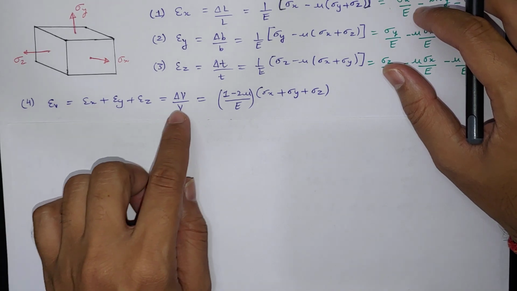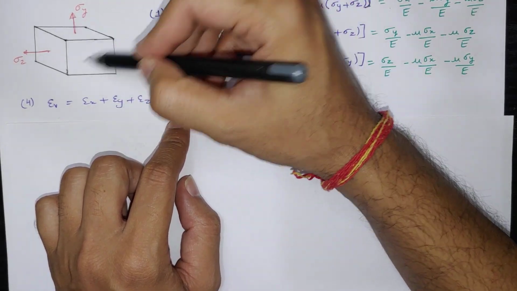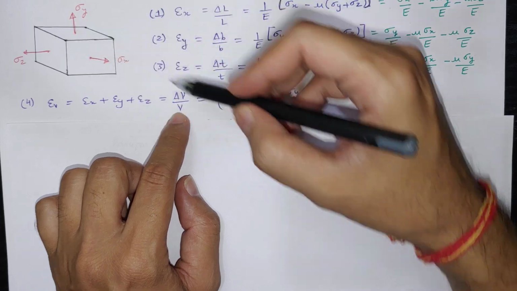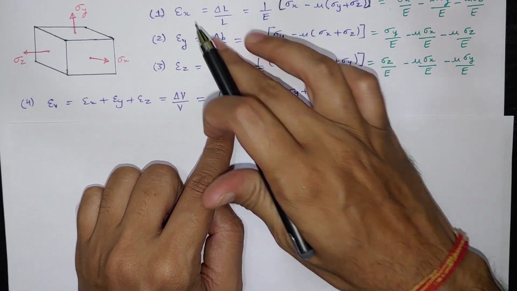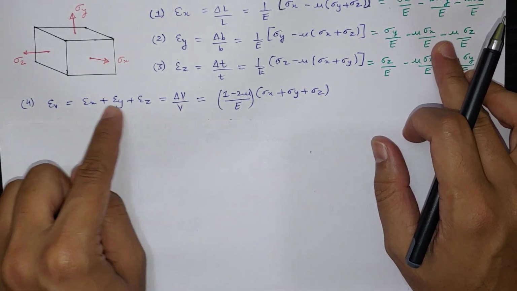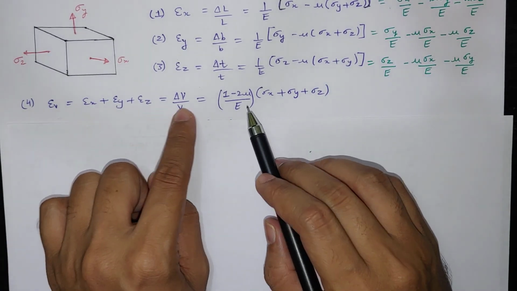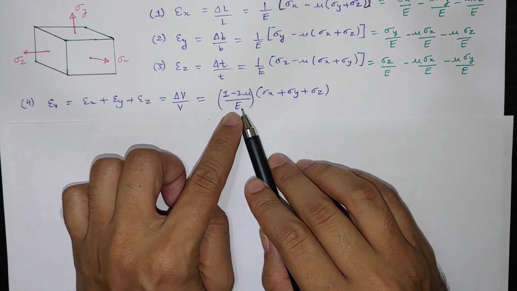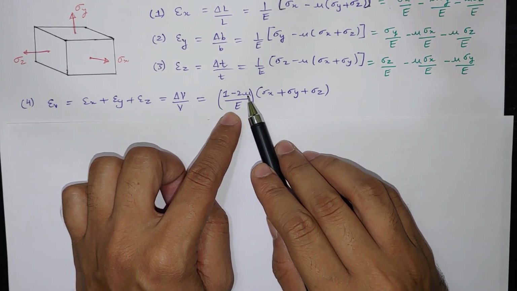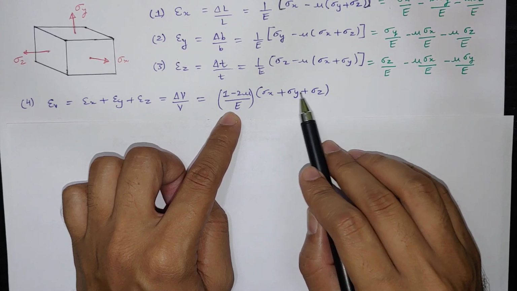Simple summation, which will be equal to change in volume upon the volume of this. So change in total volume of this element upon the original volume of this element. And if we place all this generalized Hooke's law in these three terms, epsilon x, epsilon y, epsilon z, then we will get this equation in terms of stress: (1 minus 2 mu) upon E. E is the Young modulus, mu is the Poisson ratio, times sigma x plus sigma y plus sigma z.